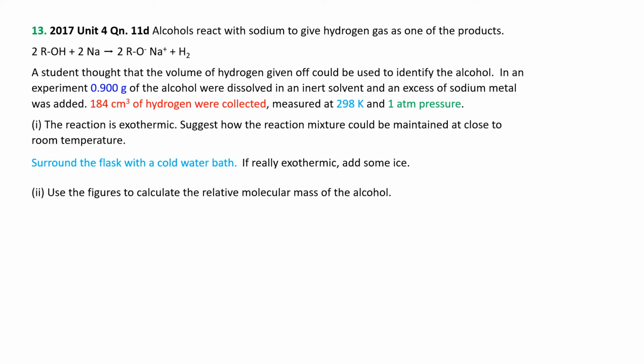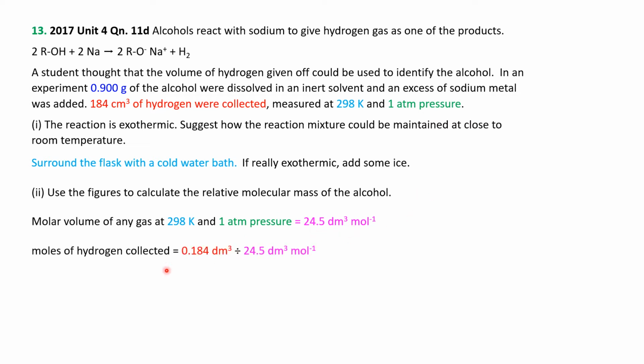know how to do. So, molar volume, that's a nice A-level concept, at 298 Kelvin, 1 atmosphere pressure, which is what we got, 298 Kelvin, 1 atmosphere pressure, 24.5 cubic decimeters per mole. So therefore we have 0.184 cubic decimeters, so we'll divide that by the 24.5 cubic decimeters per mole, giving us 0.00751 moles.